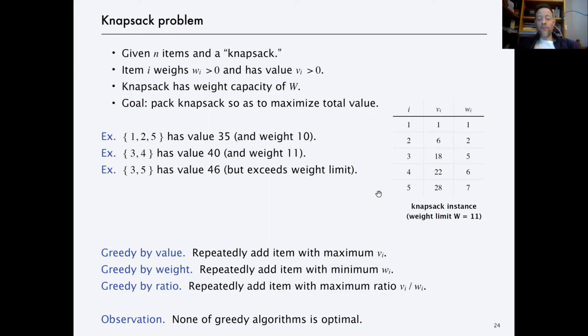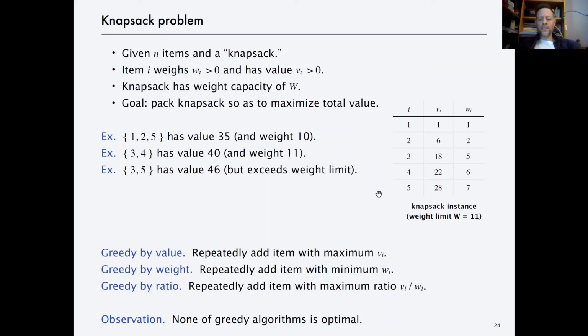So in this particular case, we have 5 different items. They have different values between 1 and 28, and they have different weights between 1 and 7. And in this particular case, our knapsack can fit 11. So for example, we could choose items 1, 2, and 5, which would then have a weight of 10 and a value of 35. Or we could select items 3 and 4, which would have a weight of 11 and a value of 40. But we cannot select, for example, 3 and 5, because the weight of that is 12. So that's not a valid option.